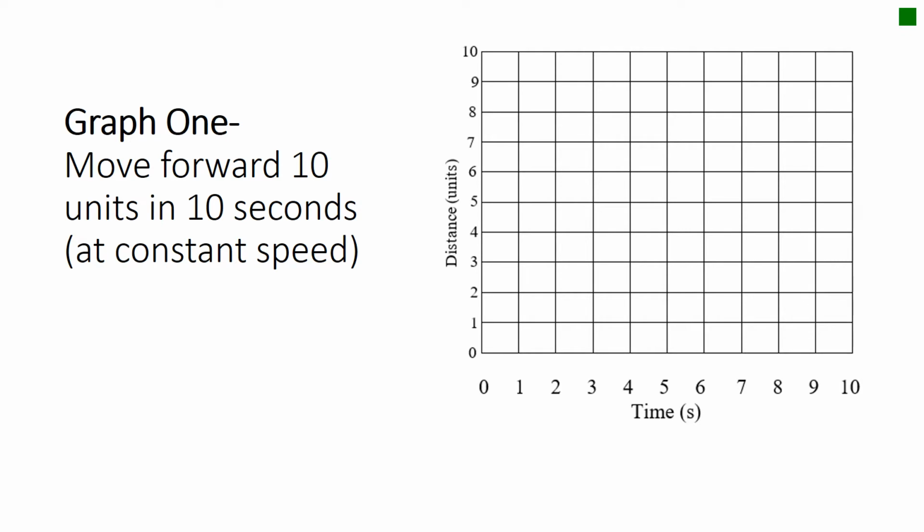So that means that after 10 seconds, first off, you're always going to assume that you start at 0, 0 for these graphs. And then it says you're going to move forward 10 units, which would be this point, at 10 seconds. Then what I want you to do is use a straight edge, like a ruler or something that's straight, to always connect the dots.